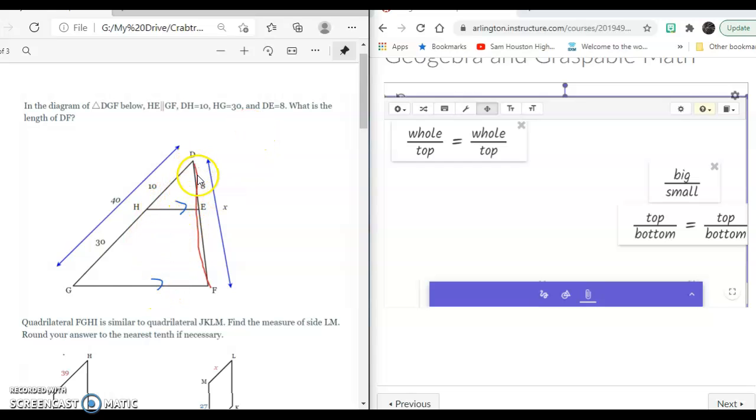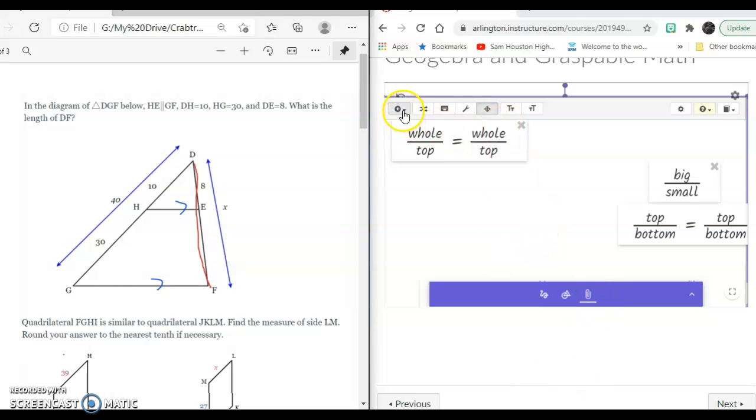And we're looking for the length of line segment DF. Okay, they've given us these, so we have the whole segment, and then we have top and the bottom. On the other side, we're looking for the whole, and we just have the top. So that means we're going to use whole to top, whole to top. We just have to make sure that we use whole to top on the other side.